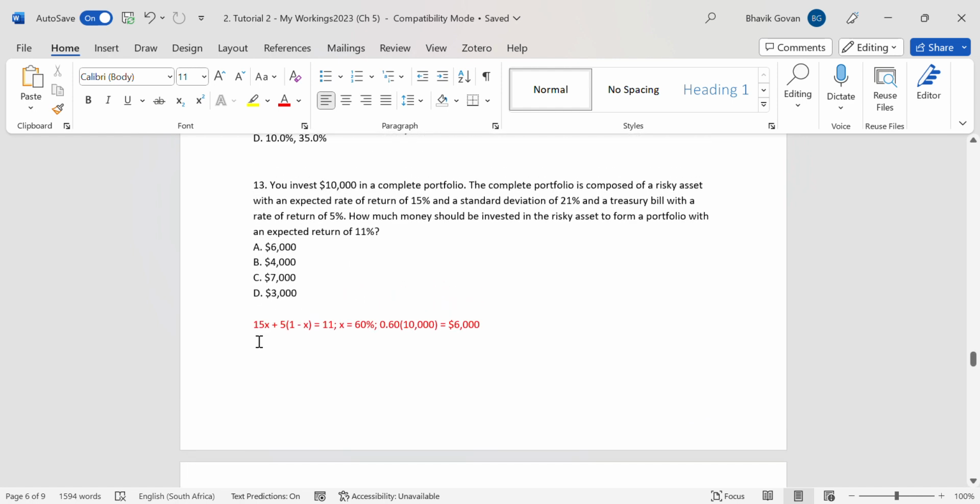So I'll say 15 times x plus 5 times 1 minus x is equal to 11. I'll then solve for x. I'll get 6, so x is equal to 60%. That's basically the weight that you'll invest in the risky asset. So 60% times 10,000 is $6,000.